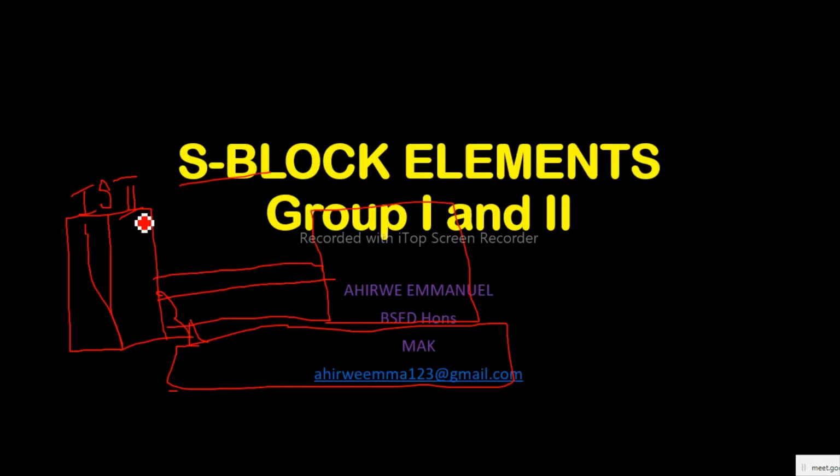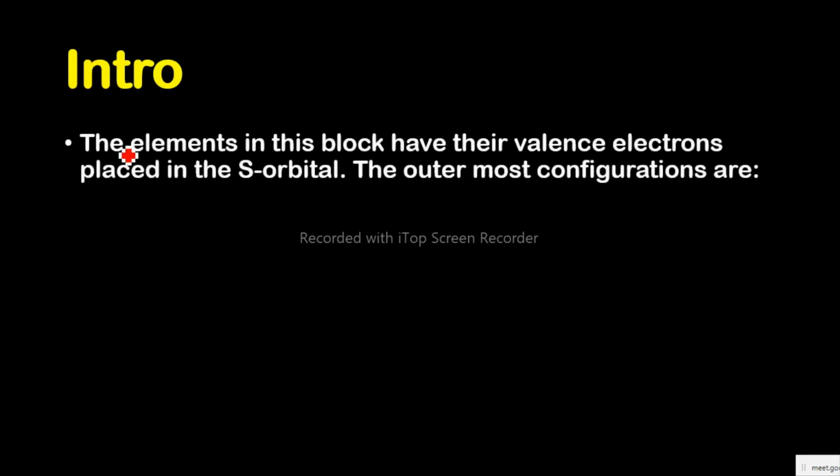We are going to see how the melting points of these elements vary, the compounds they form, and how they react with different elements and compounds, and so on. If you can know that, then you'll be good as far as s block elements are concerned. Now, the elements in the s block have their valence electrons placed in the s orbital, like I said.